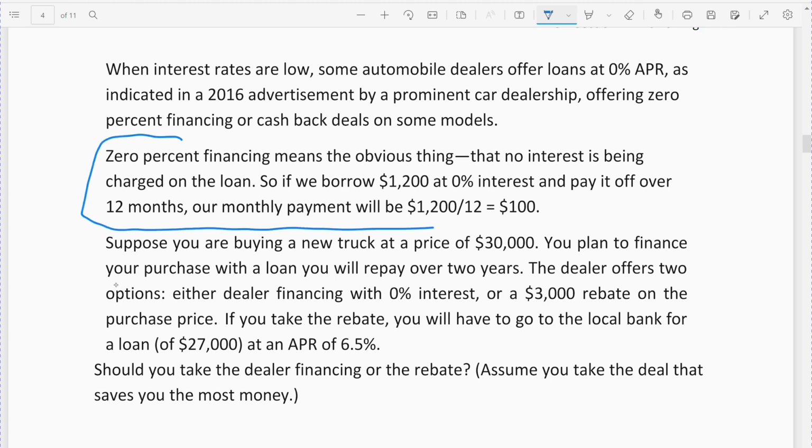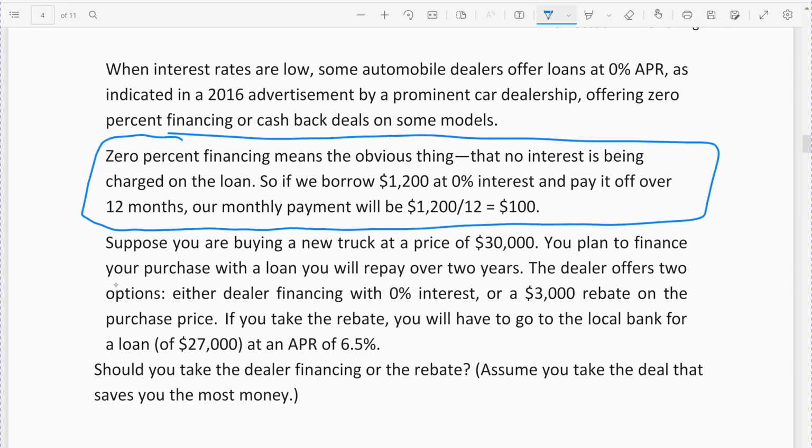Whenever you see those, and sometimes it says 0% finance for the first 6 months, or 0% finance for the first 2 years, what that means is that there's no interest incurring. You're just paying off whatever the original amount borrowed is.